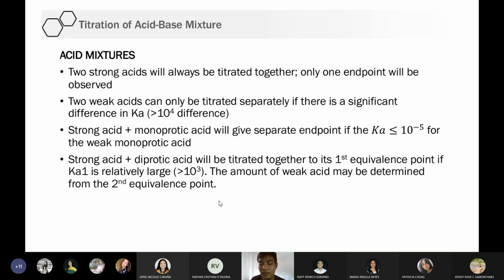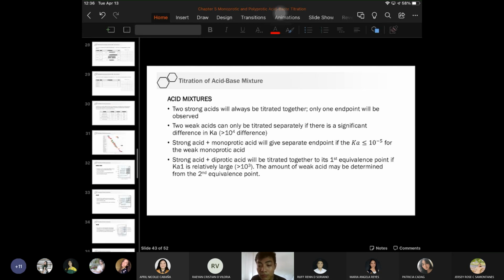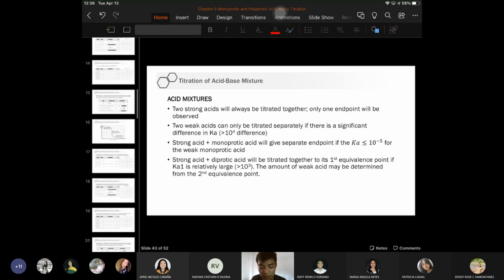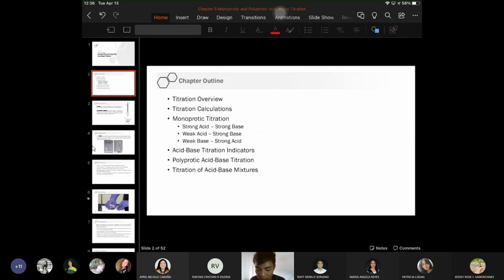Okay, so I think that's enough, no? Kasi gutom na rin talaga ako. So, I hope na kumakain na kayo by this time. And with that, we will end our session. We will resume next meeting, which is Friday. And resume tayo next meeting with the weak acid strong base, the weak base strong acid, and the polyprotic acid-base titration and the acid-base titration indicators.